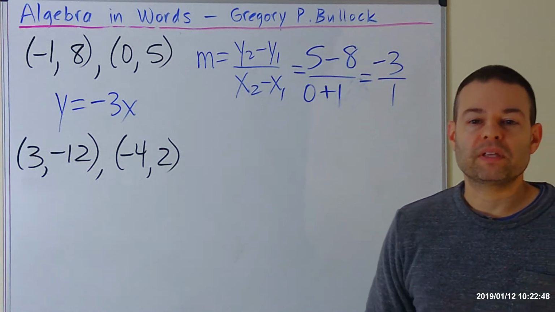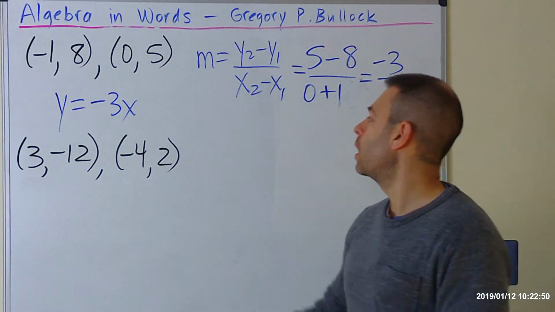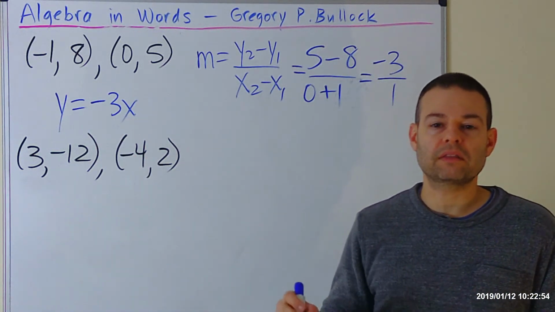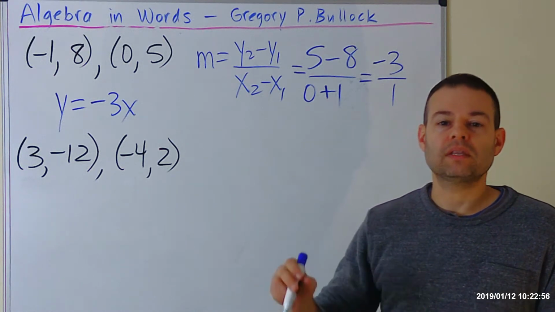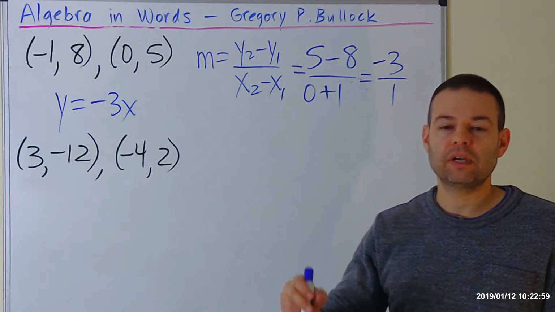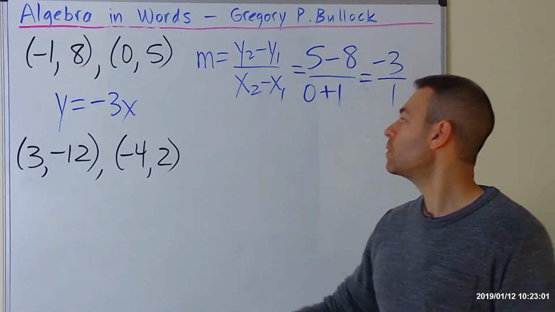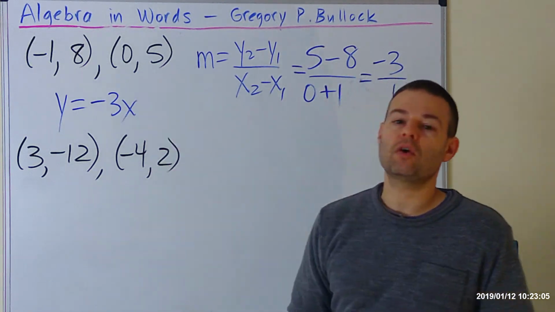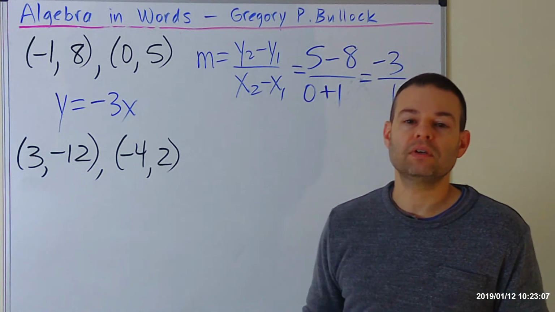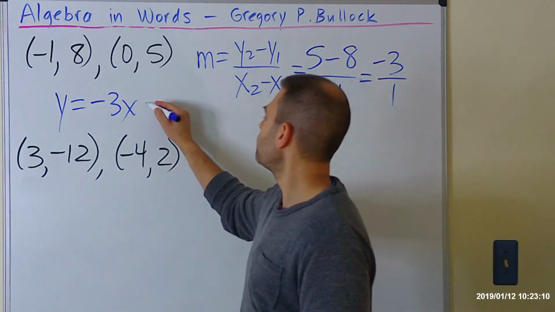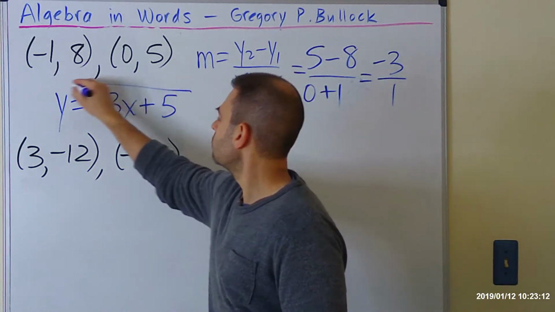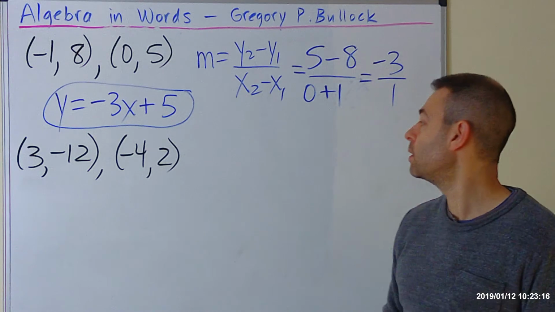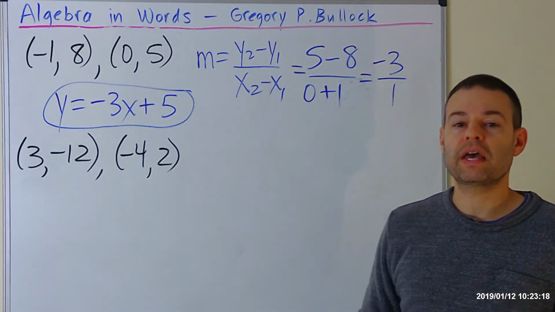Let's look back at the points and see if it's already there. Remember that the y-intercept is the point where the graph crosses the y-axis. That's always where x is 0. It's always where x is 0. So if we look at this point, x is 0. That tells us that the y-intercept is automatically 5. We don't have to do any calculations. We just put that in, and that's the final answer. Y is equal to -3x plus 5.